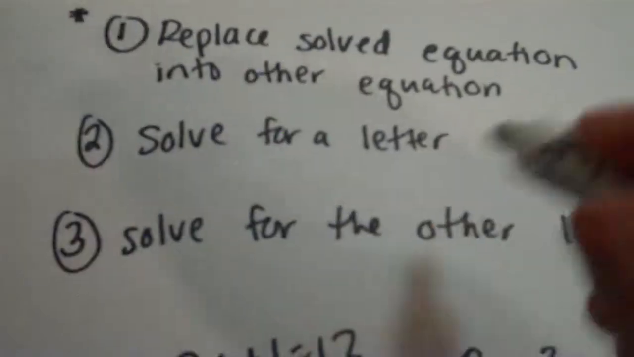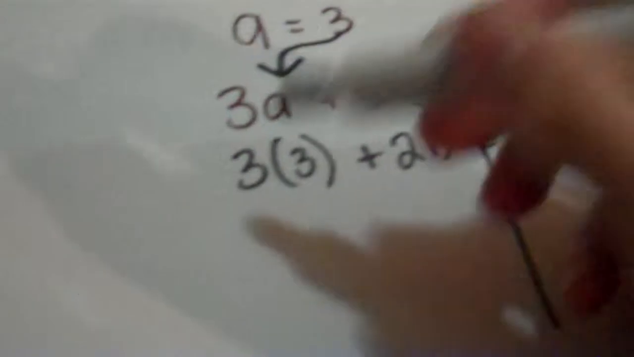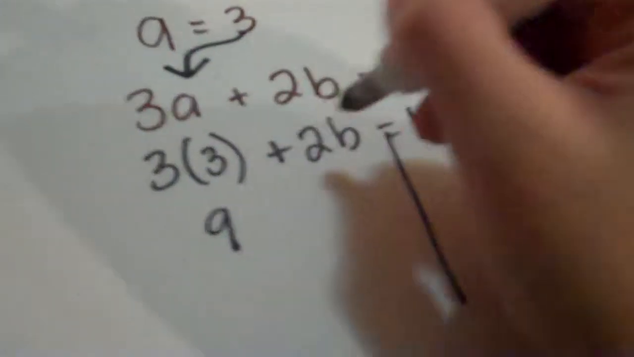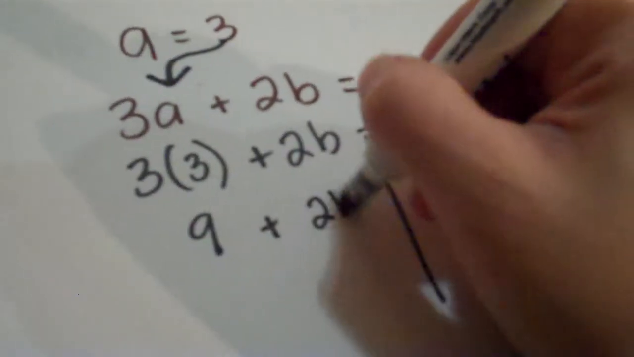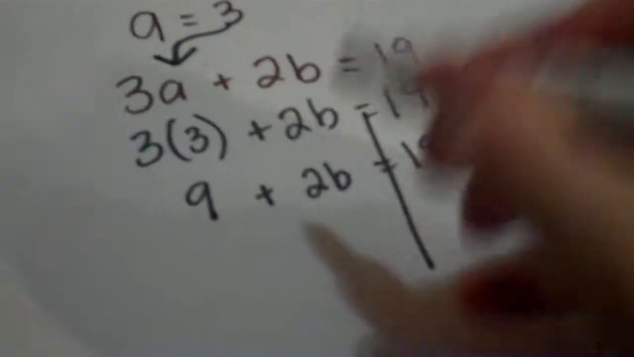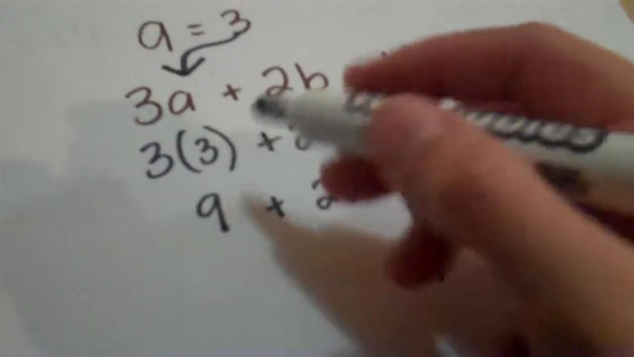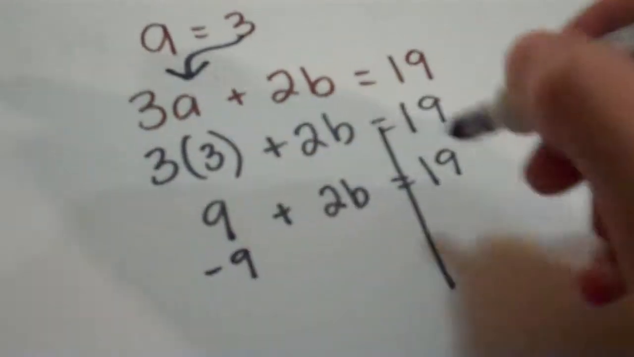Step 2 is that we solve for the letter. And here, the letter is B. So let's solve. Well, first off, let's do this. 3 times 3 is 9. So 9 plus 2b equals 19. And then we solve. Your B, 2's your best friend, kick out the 9. The opposite of positive 9 is negative 9.